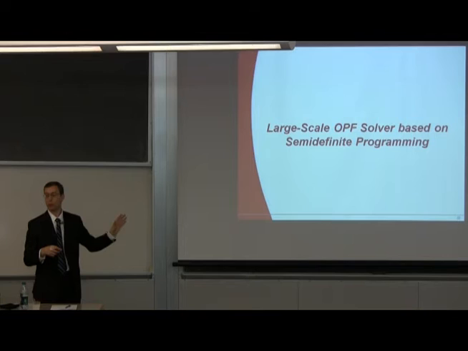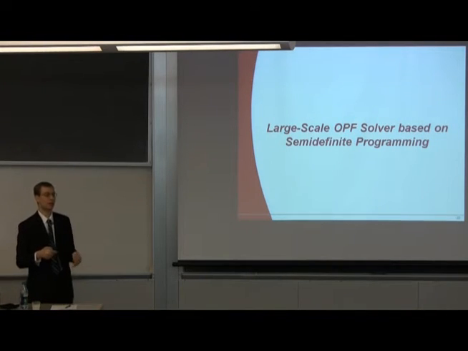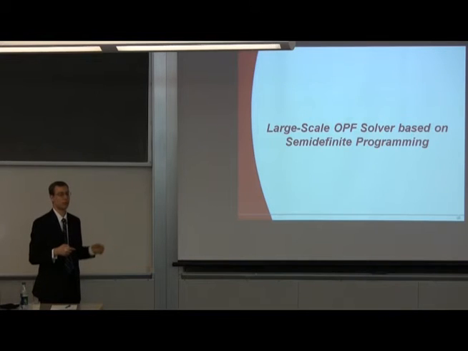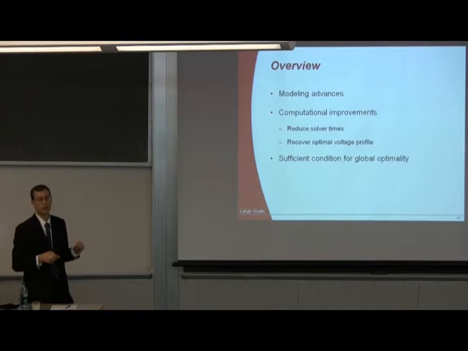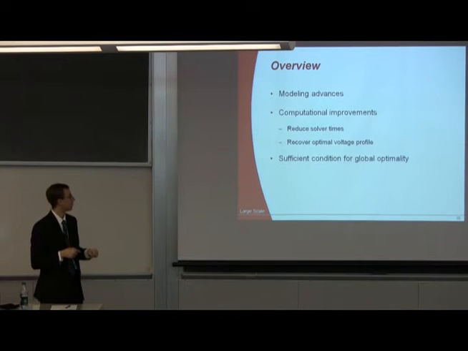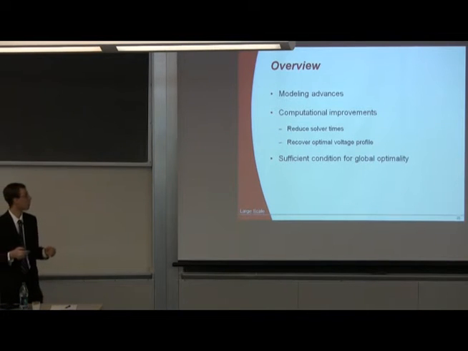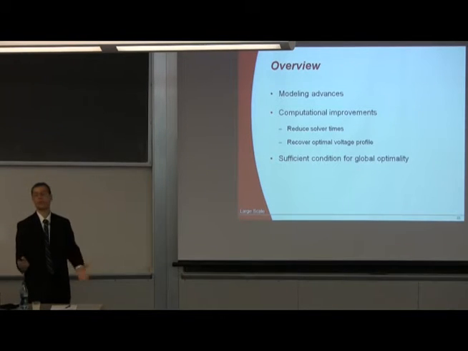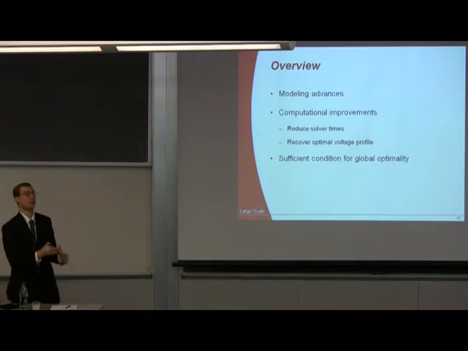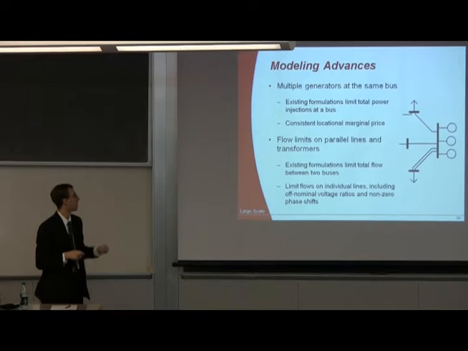So next, we wanted to extend this to larger systems. You know, we can run these small systems, and that's great. But to be practical, we really need to be able to run this on large systems. So in order to do that, we had to make some advances in how we modeled these problems. We also had to make some computational improvements because this semi-definite optimization can be slow for large problems. And what we wanted to do was come up with a sufficient condition for global optimality. So if we had a solution from a different method, could we test to see if that solution was in fact the global optimum?